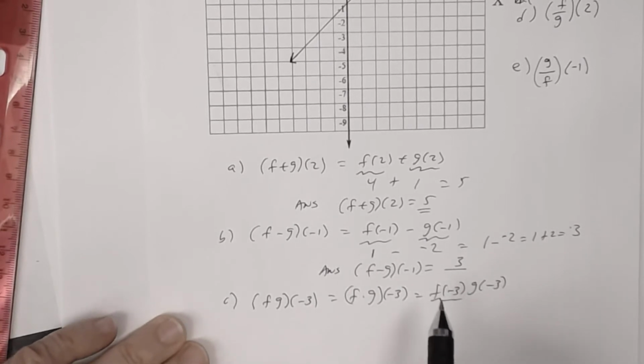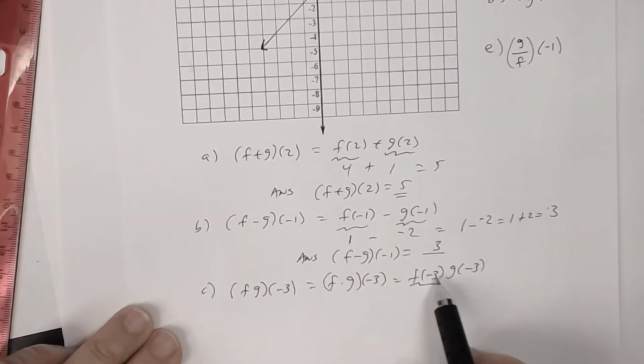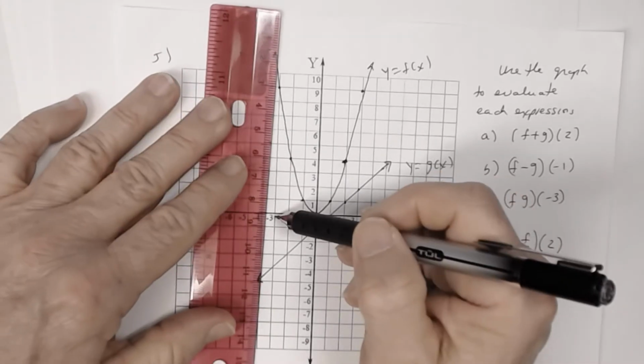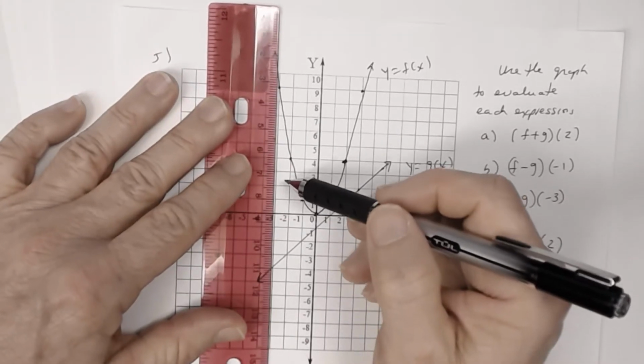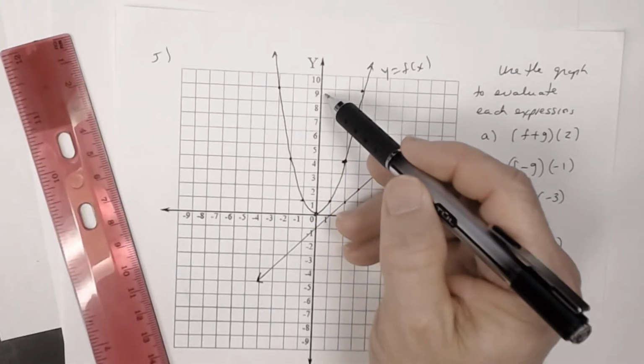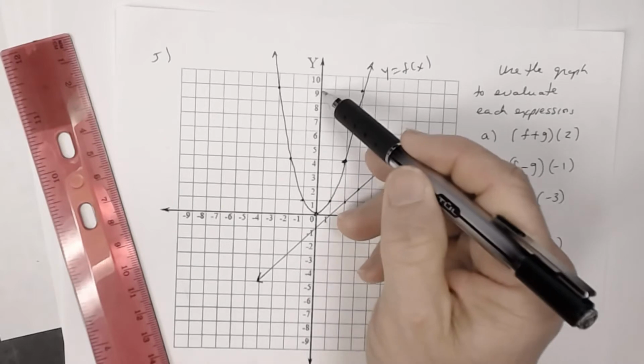So I go to my function f, and here is where negative 3 is. I'm using my ruler to kind of help me locate that point. So that's here. What's that y value? Do you all agree that y value is 9? So when x is negative 3, my y value is 9.